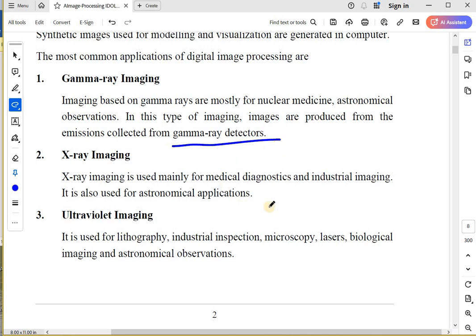Similarly, something is called X-ray imaging. Now you all must know, you must have had an X-ray or you must have seen someone having an X-ray and you must have seen the film.